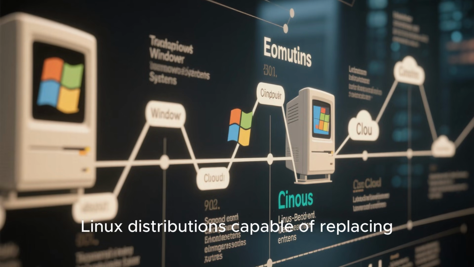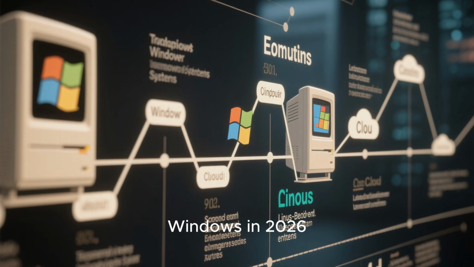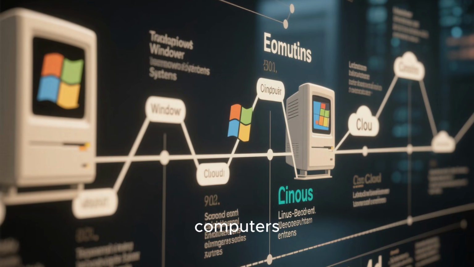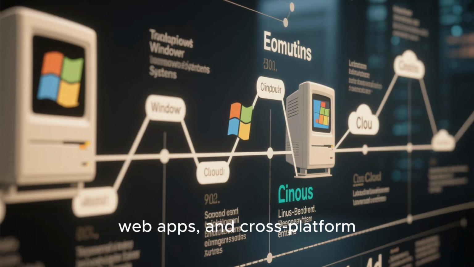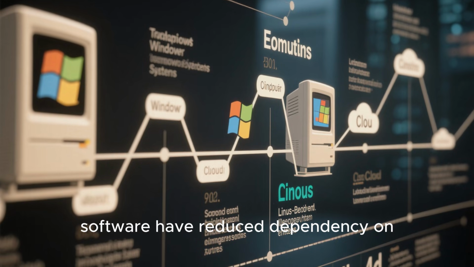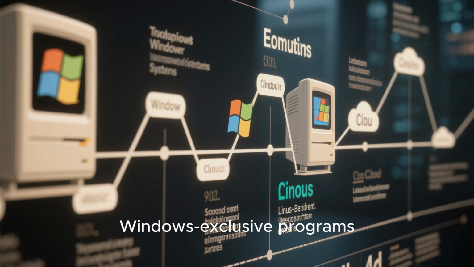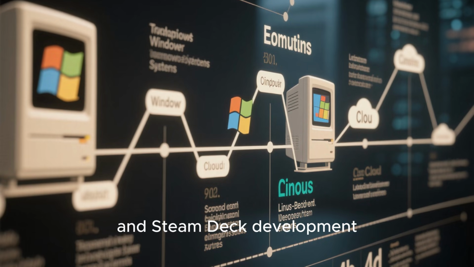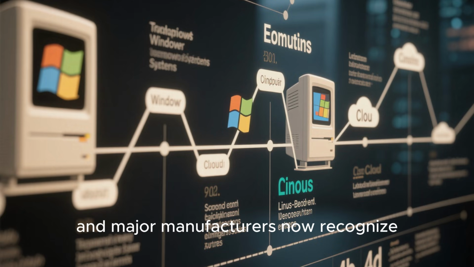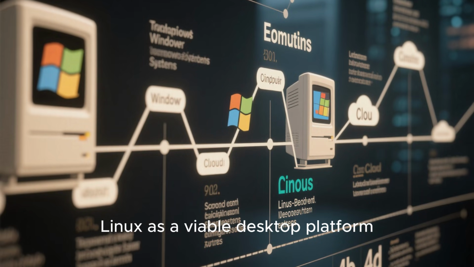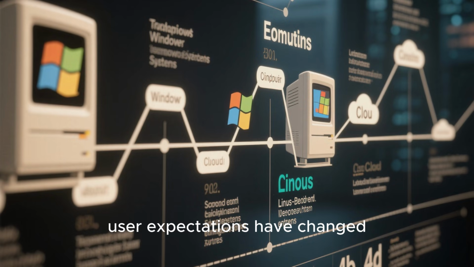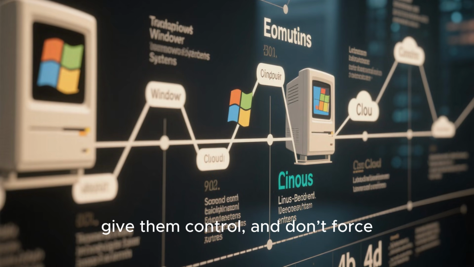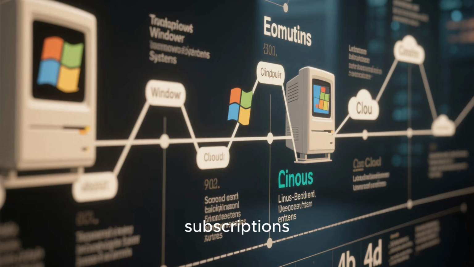What makes all of these Linux distributions capable of replacing Windows in 2026 is not just their technical features, but the broader shift in how people use computers. Cloud-based applications, web apps, and cross-platform software have reduced dependency on Windows-exclusive programs. Gaming on Linux has improved dramatically thanks to Valve's investment in Proton and Steam Deck development. Hardware support has expanded, and major manufacturers now recognize Linux as a viable desktop platform. At the same time, user expectations have changed. People want operating systems that respect their privacy, give them control, and don't force unnecessary changes or subscriptions.